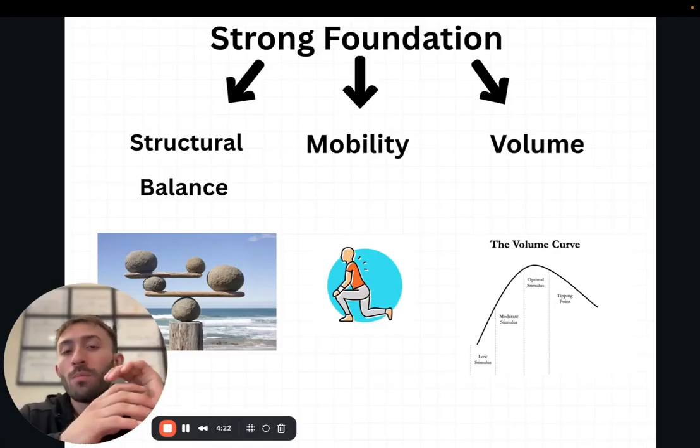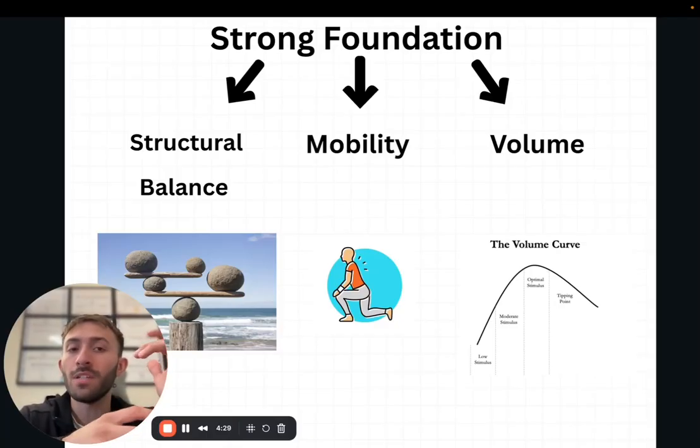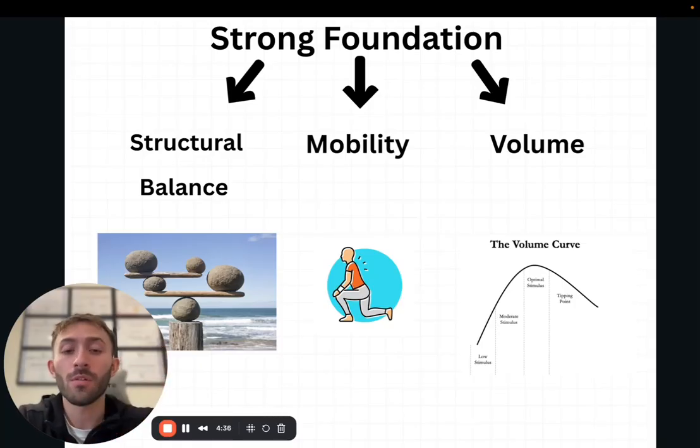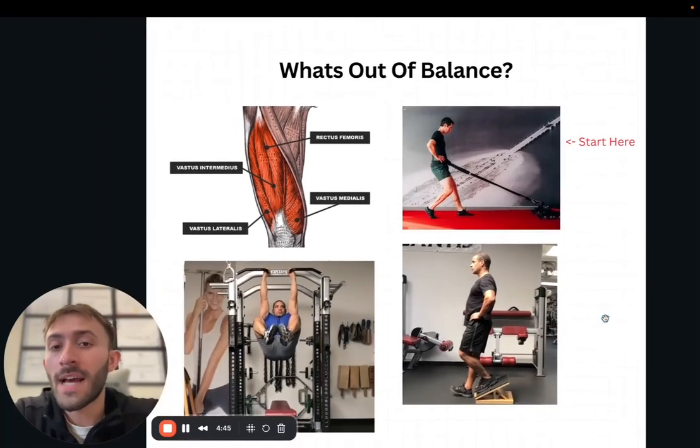That's why tracking volume and trying to be as cognizant as possible of how much volume you're asking your knees to handle is going to be important to having a strong foundation and also getting out of injury or pain if you are in it. Let's go to what's out of balance.